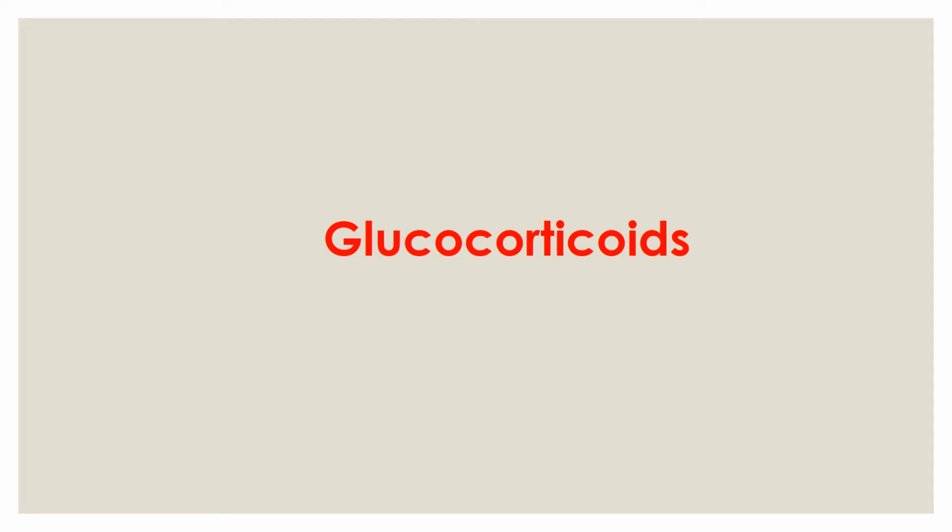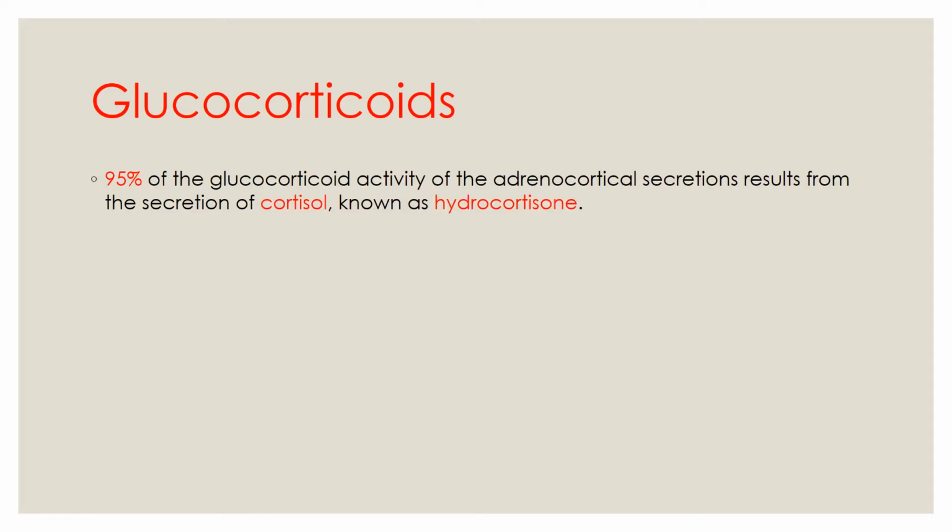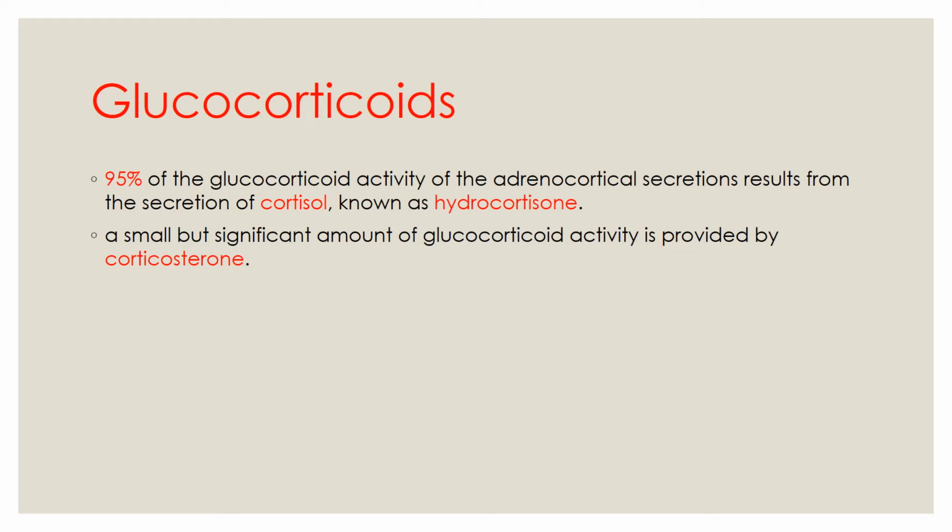Okay, so now let's talk about the second group of adrenocortical hormones, which is the glucocorticoids. 95% of glucocorticoid activity results from the secretion of cortisol, which is also known as hydrocortisone. So cortisol and hydrocortisone are more or less similar. A small but very significant amount of glucocorticoid activity is provided by another one called corticosterone.